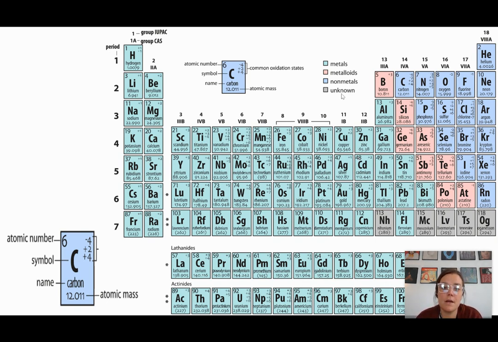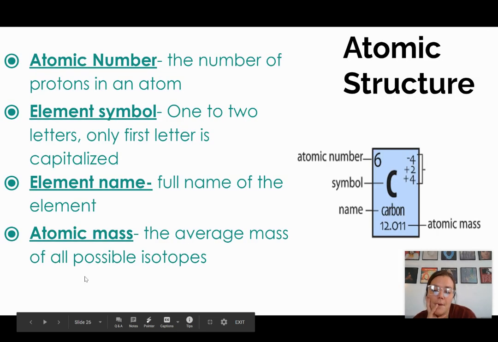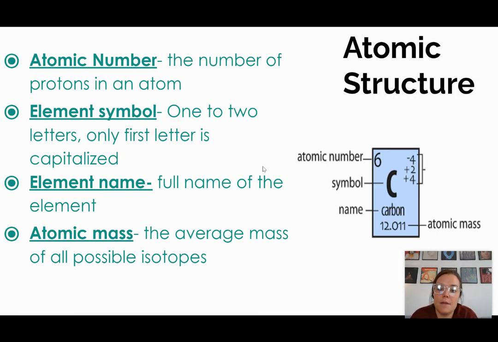On the periodic table, you're going to get really comfortable, hopefully, using this. Each element has a box that provides some information about it. In that box, you'll see the atomic number. The atomic number is usually going to be either in the top left corner or in the middle on the top. And every element has a different atomic number.